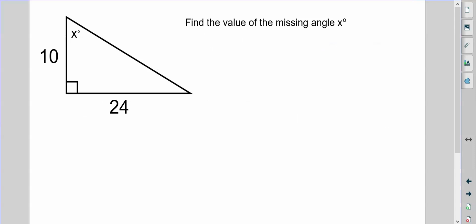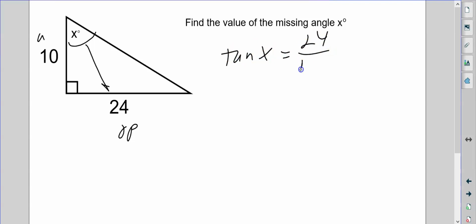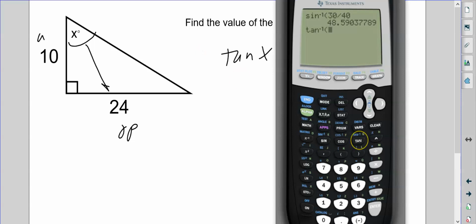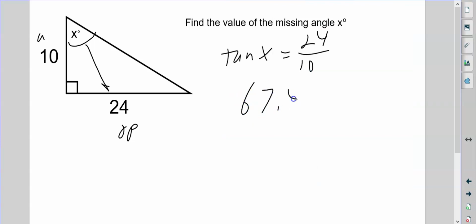We're trying to solve for that angle. So again, here's my angle. Opposite, right next door, adjacent. That's TOA, tangent. Tangent of the unknown is opposite over adjacent. So again, we're going to type in our calculator, second tangent this time, 24 divided by 10, you just type it in here and hit enter. And we get 67.4 degrees, or if you round to the nearest whole number, it'd be 67 degrees.